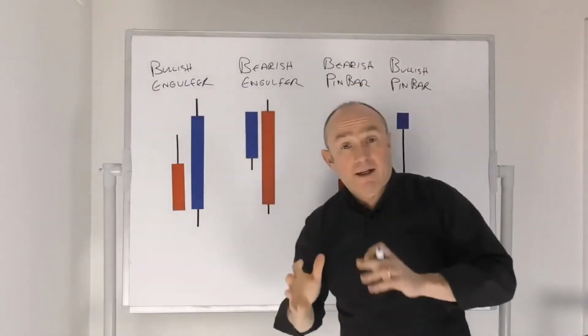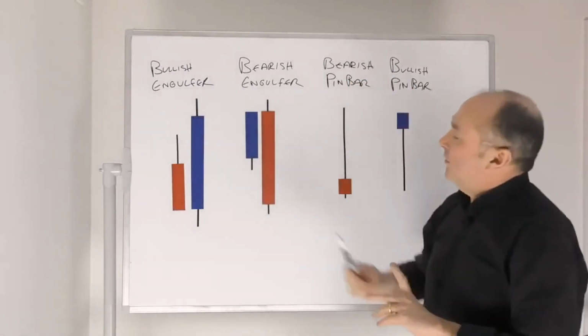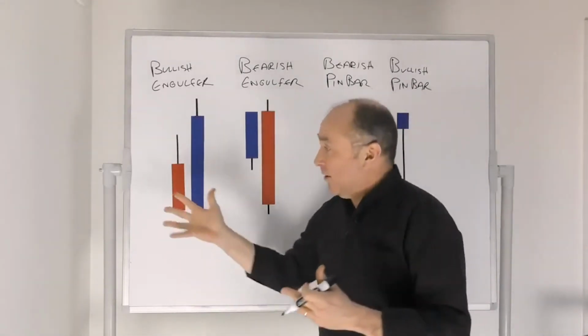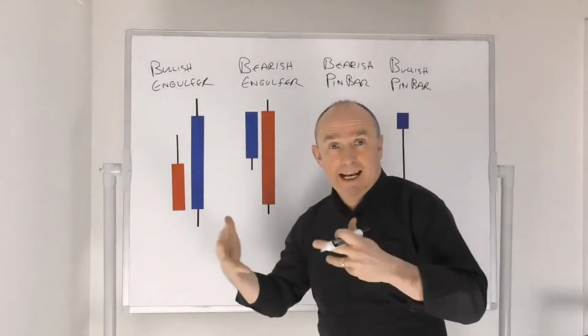Okay, so here are the patterns that we are specifically looking at. Over here you've got the bullish engulfing pattern. So remember, these candles tell us exactly what's happening in a particular time period.